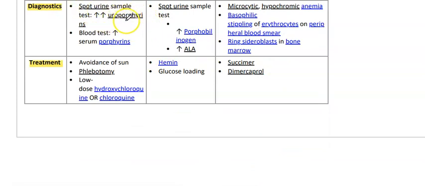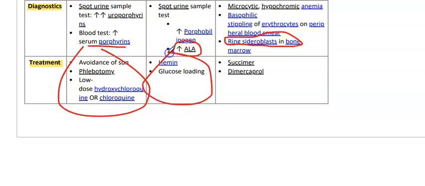Diagnostics: in PCT, spot urine shows increased uroporphyrin, and on blood test serum porphyrin will be elevated. In acute intermittent porphyria, spot urine samples show increased porphobilinogen and increased aminolevulinic acid. In lead poisoning, we will have microcytic hypochromic anemia, basophilic stippling of erythrocytes, and ringed sideroblasts in the marrow, which are usually characteristic of sideroblastic anemia. The treatment: avoid sun exposure, phlebotomy, and low dose hydroxychloroquine or chloroquine in PCT, while hemin and glucose in AIP, and succimer and dimercaprol chelating agents in lead poisoning.